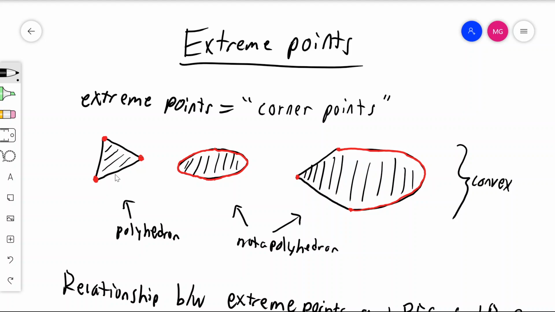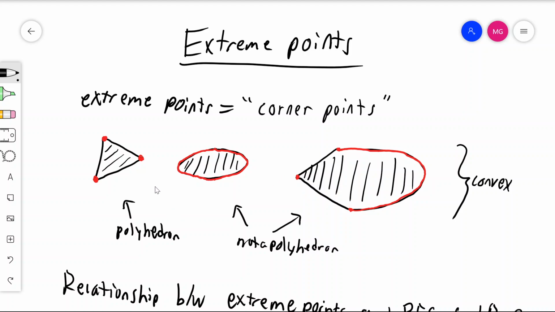For example, for this left one, this triangle, the extreme points of this polyhedron are exactly the corner points. Then for the other two, for the ellipse, it's infinitely many points around the curved boundary. And for this hybrid shape, it's got a curved part and some straight line segment parts. The extreme points for the curved part are the entire curve, including the endpoints, and for the straight line segment parts, it's just where they meet at that corner. That corner is also an extreme point.